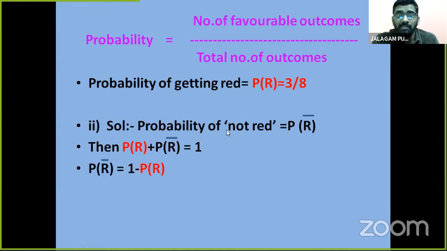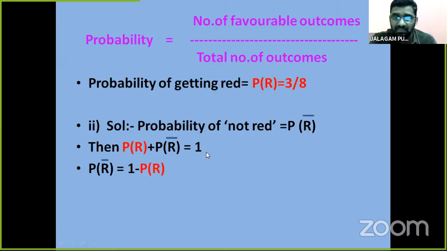Next one, probability of not red. Here we want P of not red. We know that P of E plus P of not E, and here P of R plus P of not R is equal to 1.